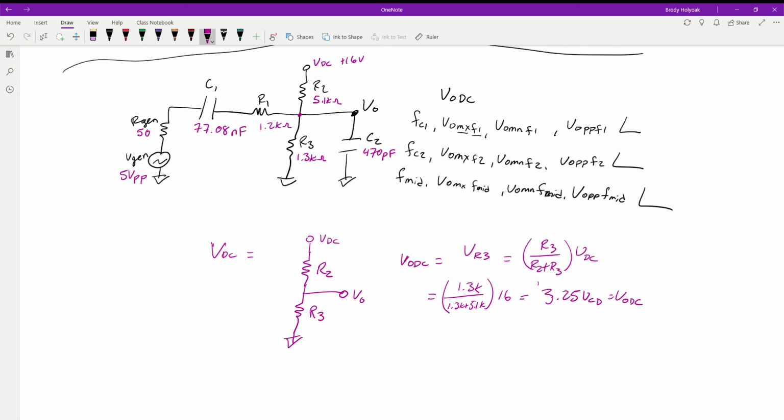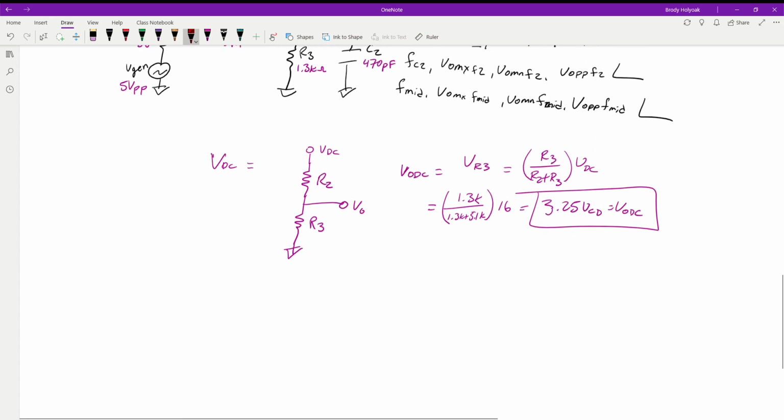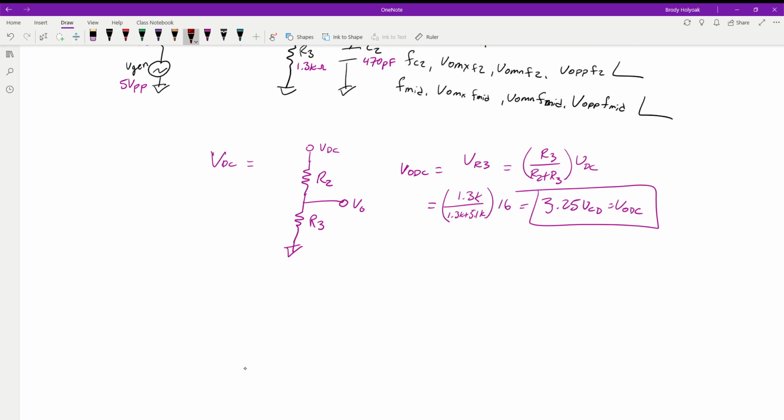So there's our V out DC. Like I said, we solved the easy one first. One done. Okay, now for the next one, we're going to solve for our critical frequency 1. So I'm going to switch colors.